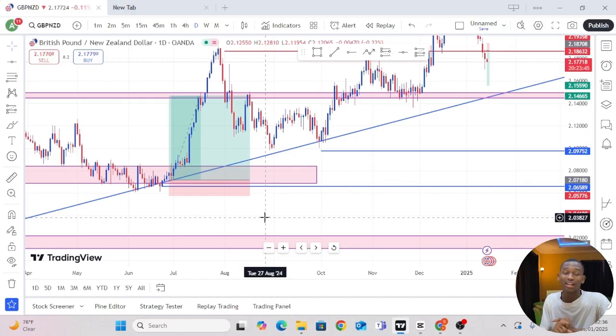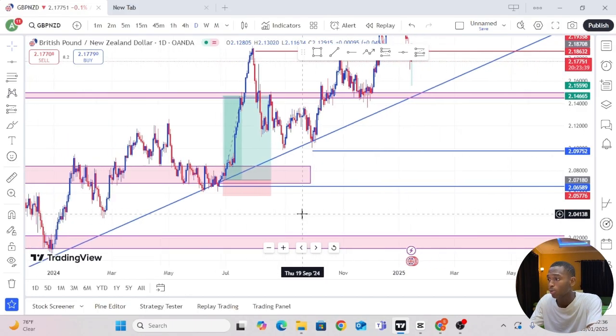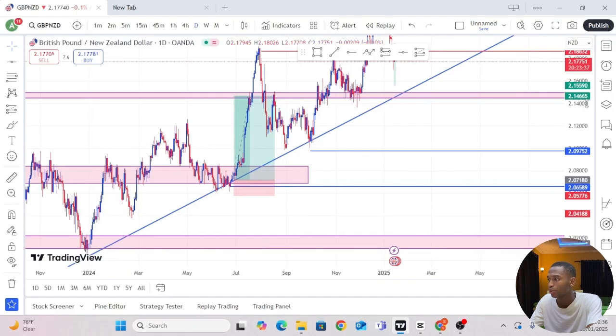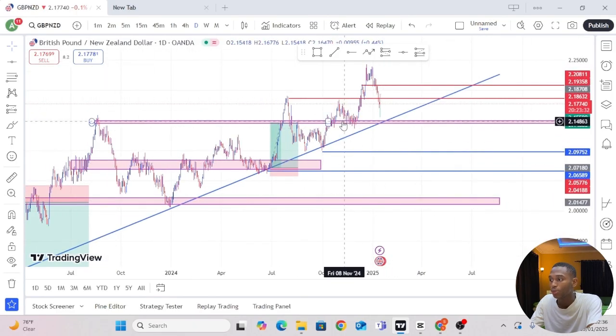So one, identify the direction of the market. Two, mark out your key levels correctly. I've already done that, so I'm not going to waste too much of your time. Now, as we can see, the market is on an uptrend, GBPNZD. So it came above this key level.